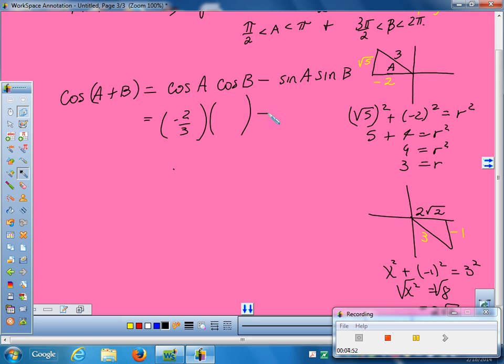All right, cosine of angle B. So you come to picture B, and you have to pull x over r out of that picture. 2 square root of 2 over 3. Okay, the positives and negatives should be correct if you drew your picture right, but there is a double check. This is a cosine in the fourth quadrant. Should it have come out positive? Yeah, so that's what you can double check yourself.